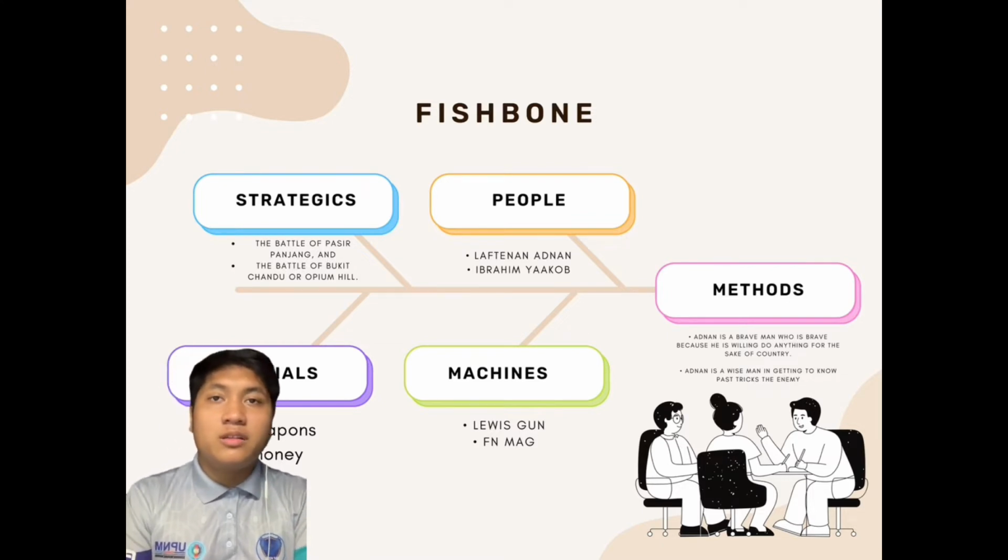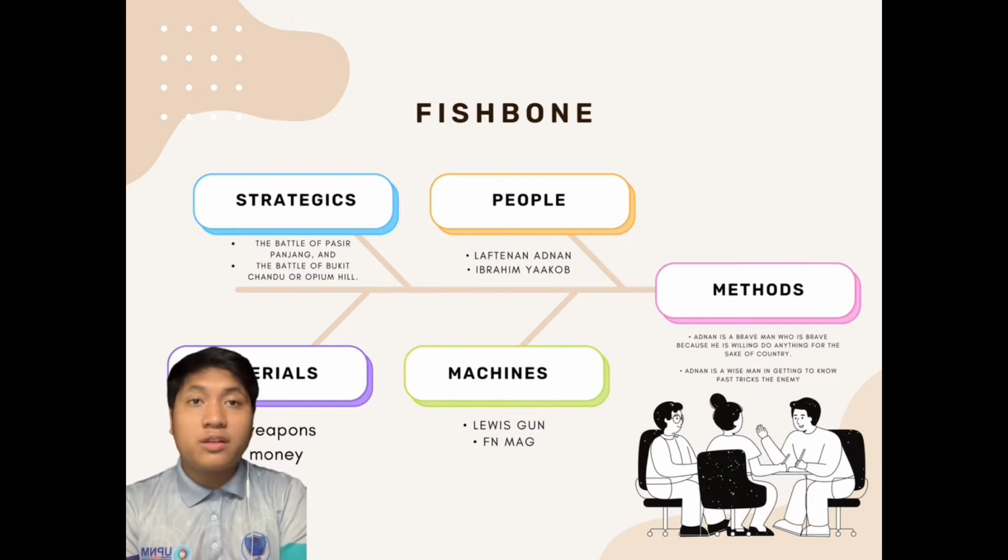Okay, next person is Ibrahim bin Yaakob, a Malayan politician and opponent of the British colonial government. He was president and founder of the Kesatuan Melayu Muda.